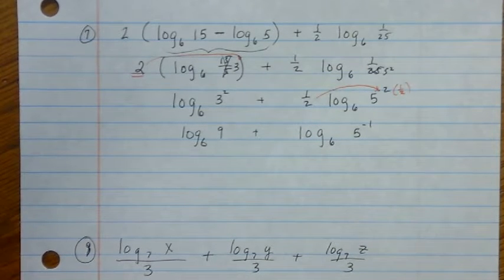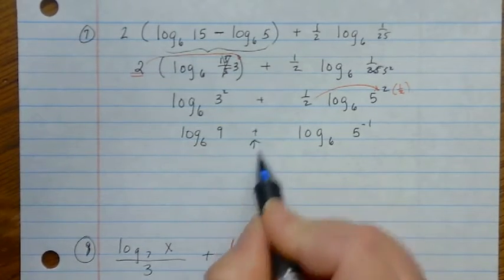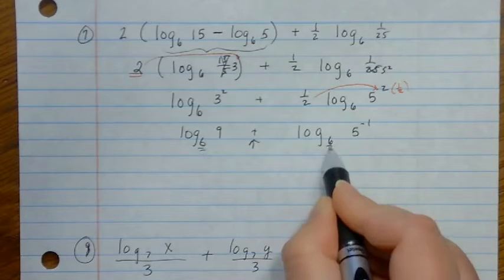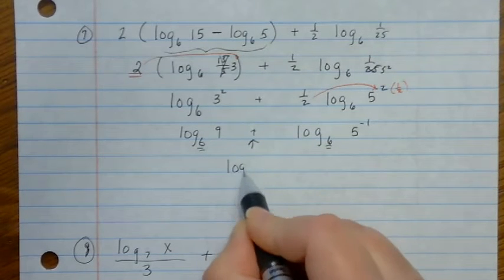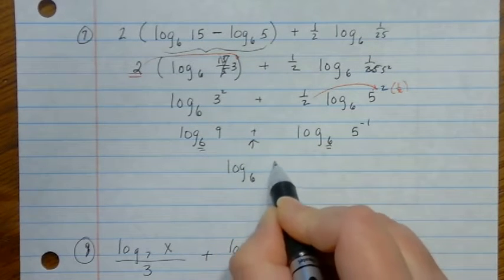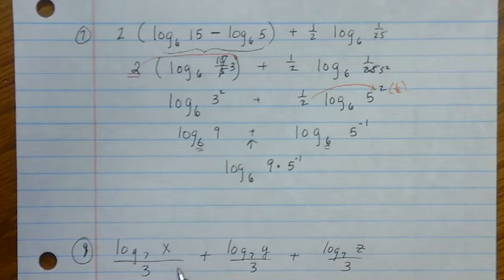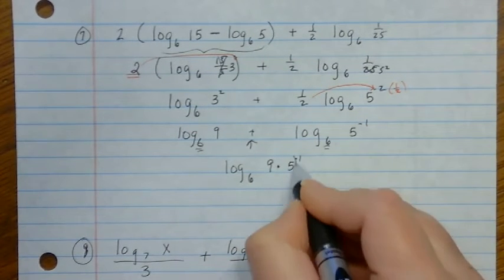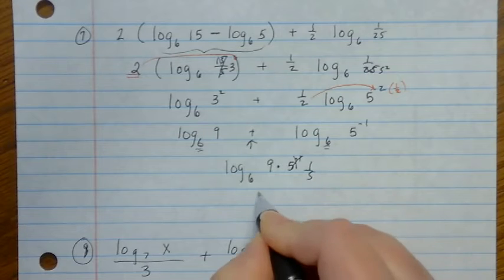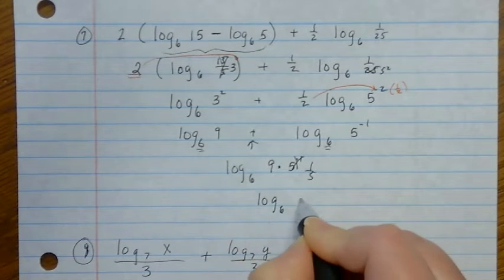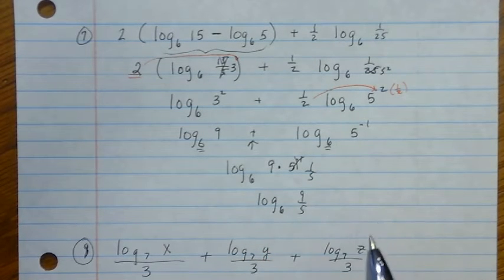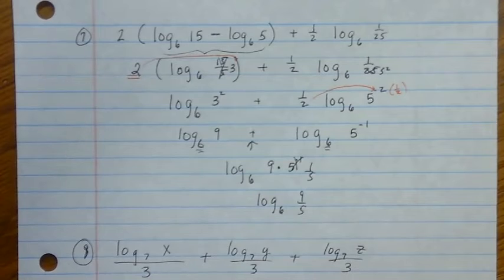And now I'm ready to apply the quotient property. These are both log base 6, so I'm going to have log base 6 of 9 times 5 to the negative 1. And 5 to the negative 1 means 1/5. So I'm going to go ahead and write it as log base 6 of 9/5. If you wrote it as 9 times 1/5, that would be fine too.